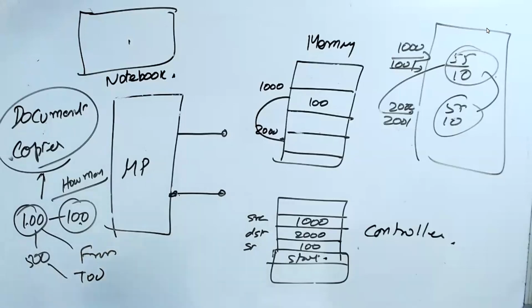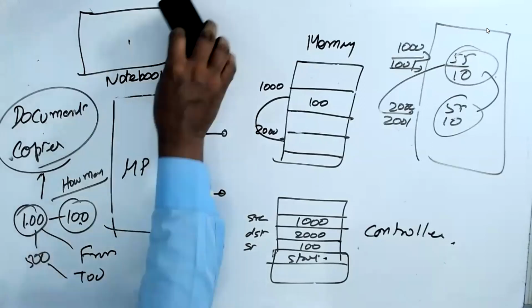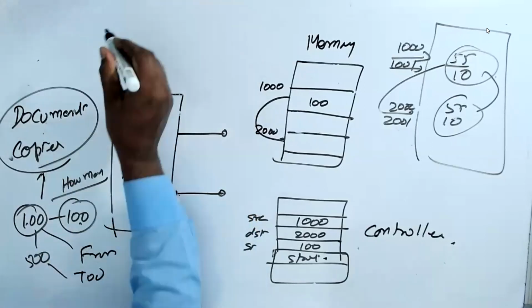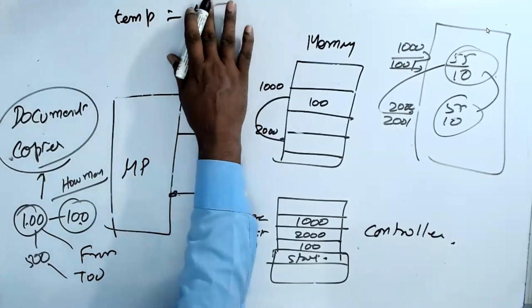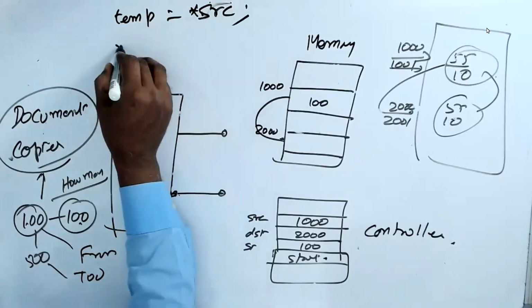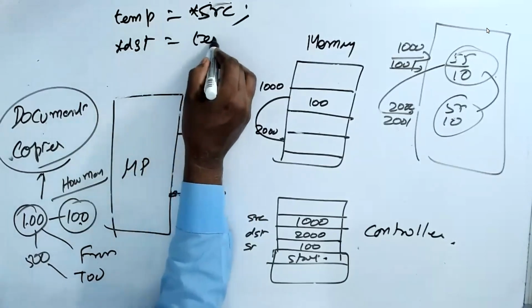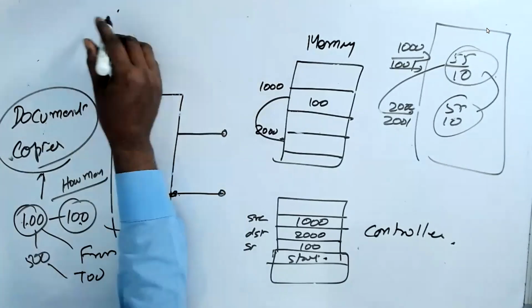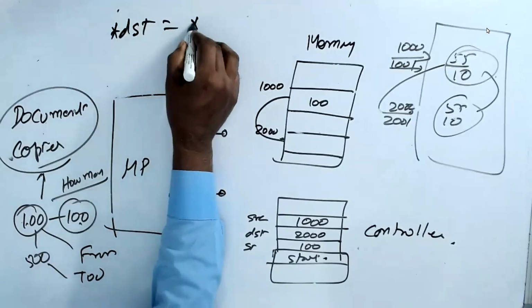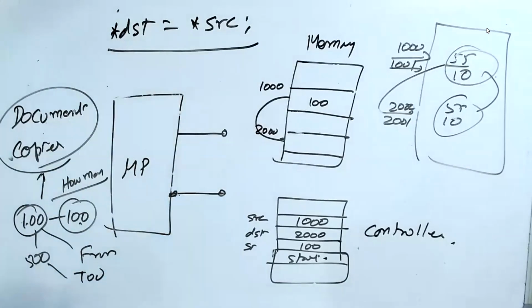It has to store it in a temporary register. So I read and store. See, both are the same. I'm writing here temp equal to *source, sorry, *DST equal to temp. Am I right? This is also the same. If you write like this, *DST equal to *source, this is also the same. Am I right? Both are the same.